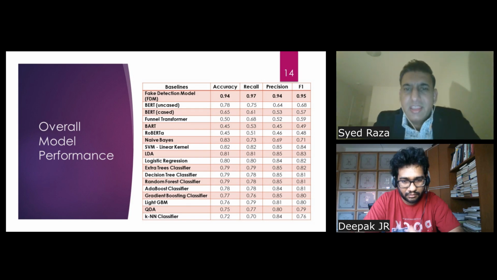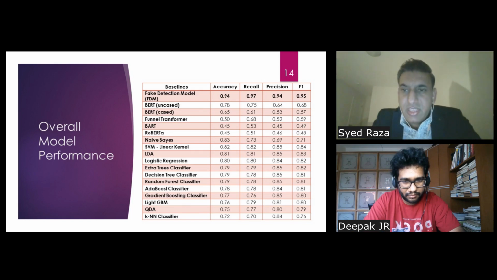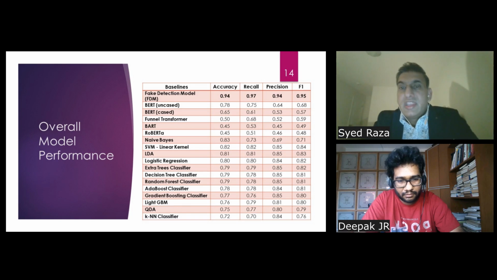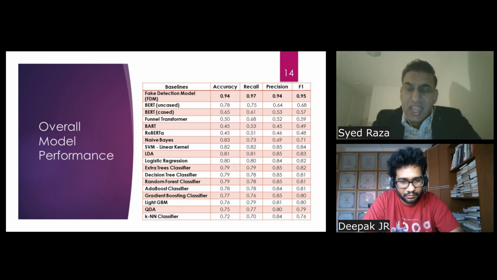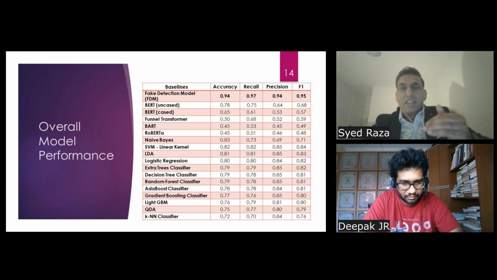While comparing, our accuracy is 94%. None of the baseline models have this kind of accuracy. Recall is 97%, precision is 94%, and F1 score is 95%. So our model's accuracy, recall and precision are all around 94, 95. For example, precision is 11% more than the precision calculated by any other baseline model. Same thing with accuracy.